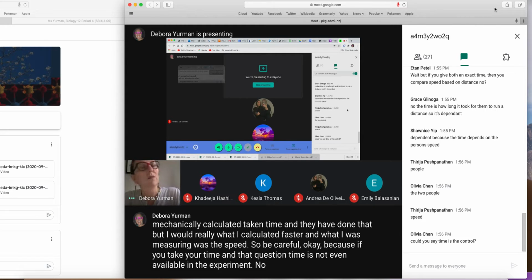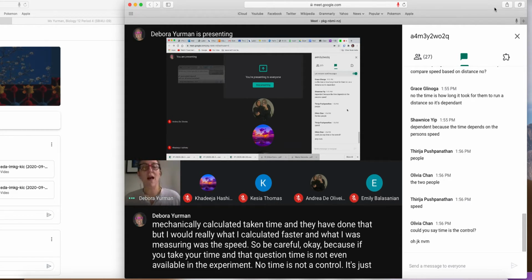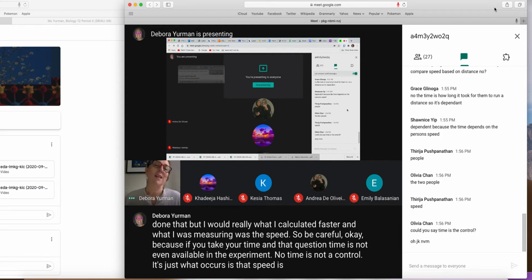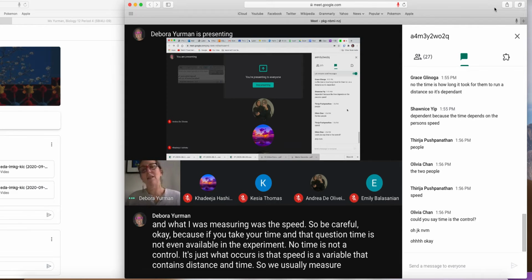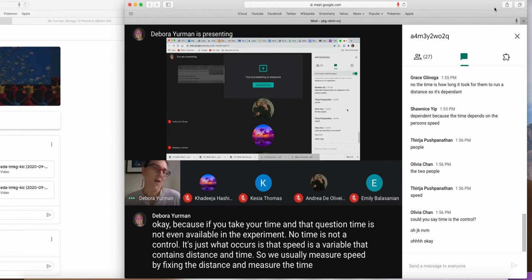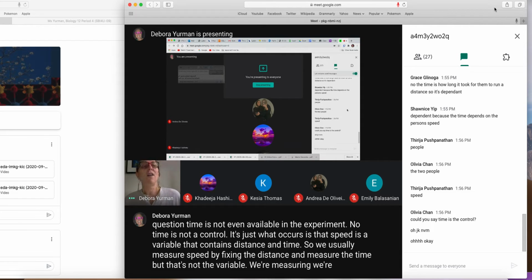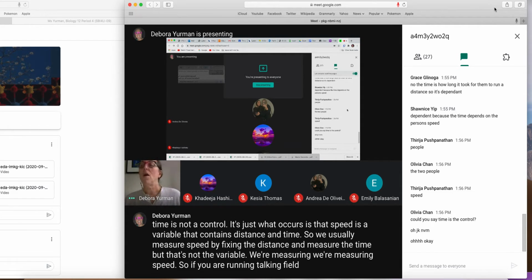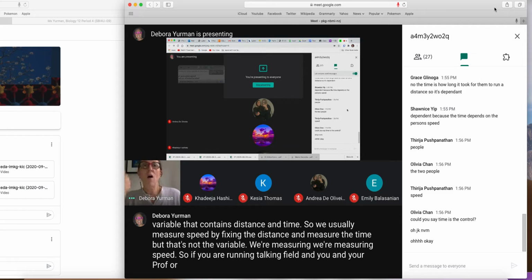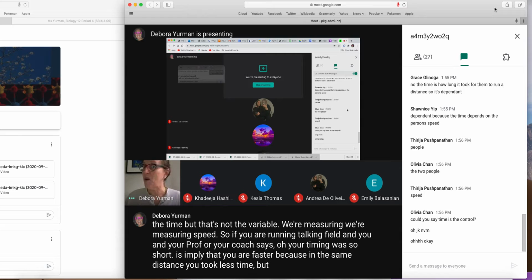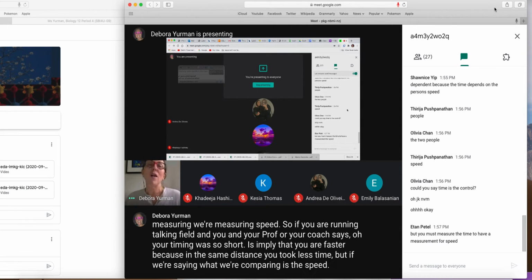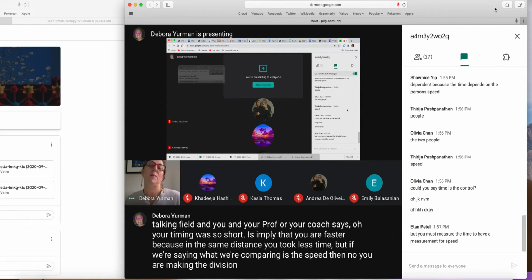No, time is not a control. It's just what occurs is that speed is a variable that contains distance and time. So we usually measure speed by fixing the distance and measure the time, but that's not the variable we're measuring. We're measuring speed. So if you are running track and field and your coach says, oh, your timing was so short, it's implied that you are faster because in the same distance you took less time. But if we're saying what we're comparing is the speed, then no, you are making the division between distance and time.